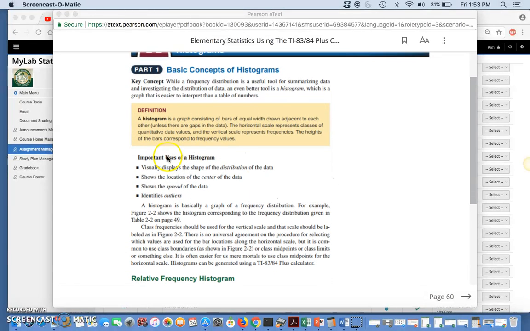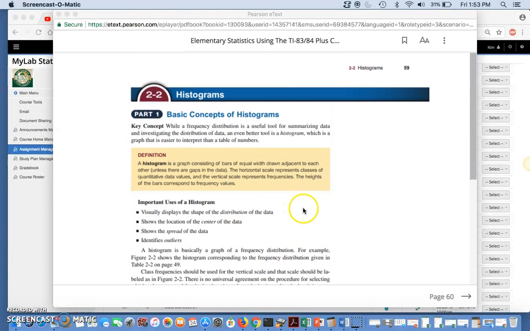Okay, the important uses of a histogram. They visually display the shape or the distribution, show the location of the center, and show the spread of the data. It also will identify outliers. These are just important information to keep in mind as we progress through this section.